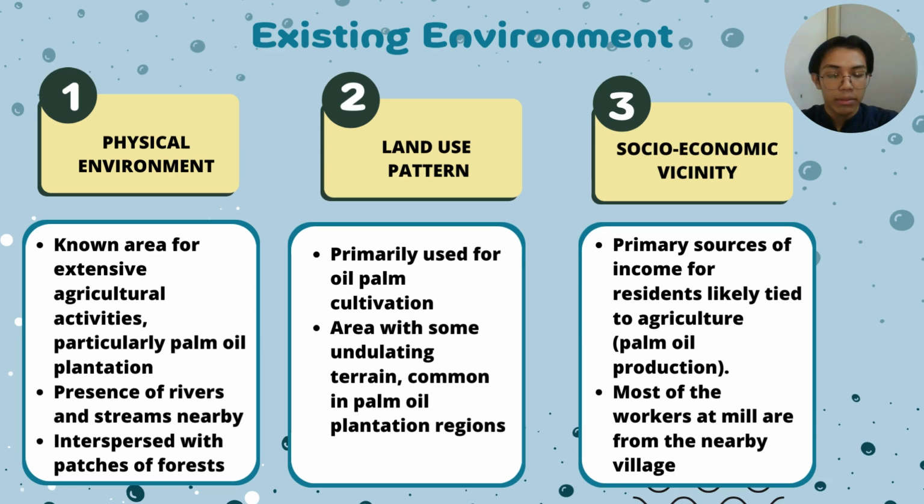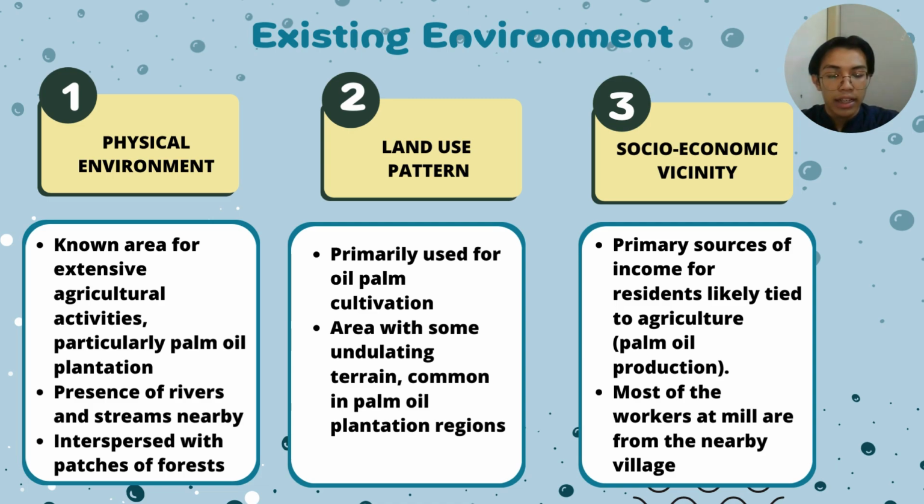Next, we move on to the existing environment. The first one is the physical environment. The area is known for extensive agricultural activities, particularly palm oil plantation. There is also the presence of rivers and streams near the palm oil mill.